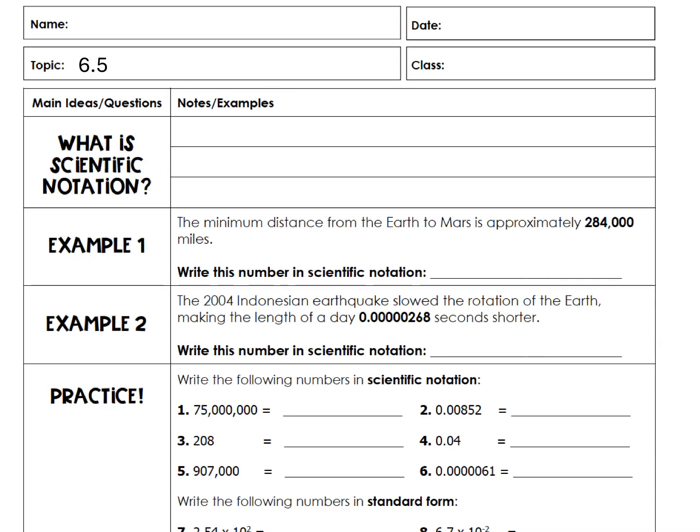Anyone think they can tell me what scientific notation is? Because you've probably learned it.